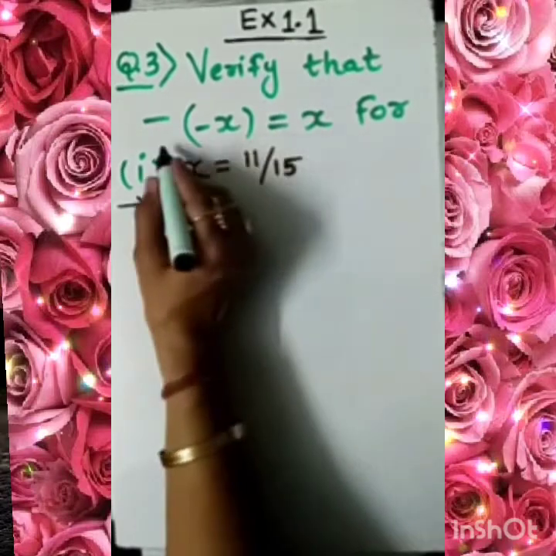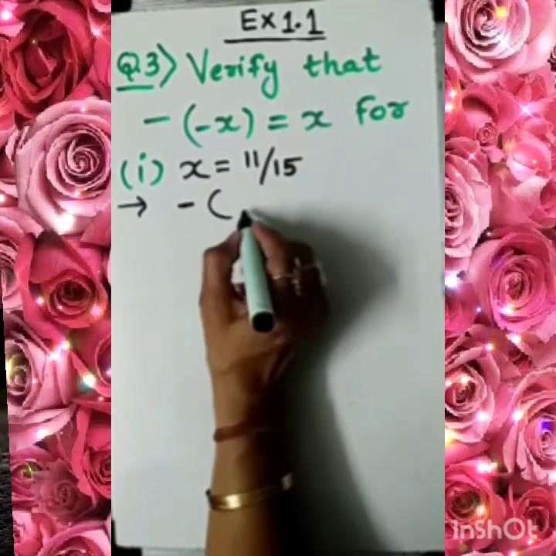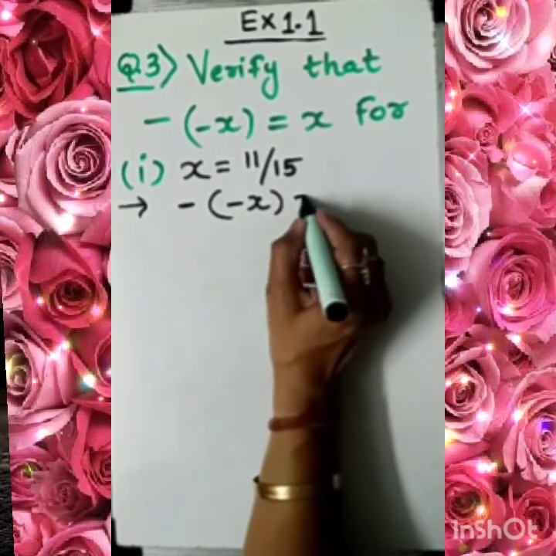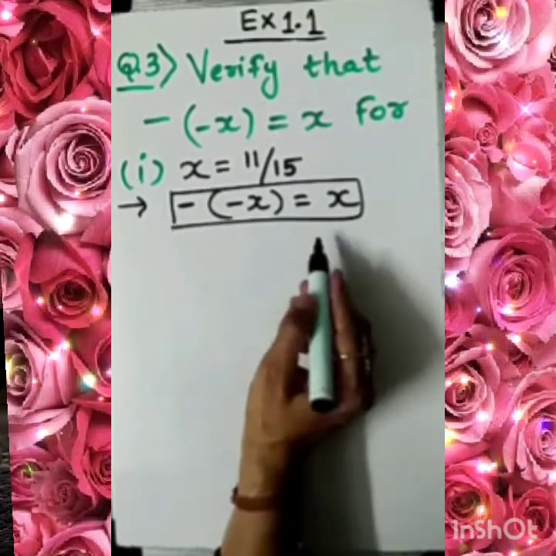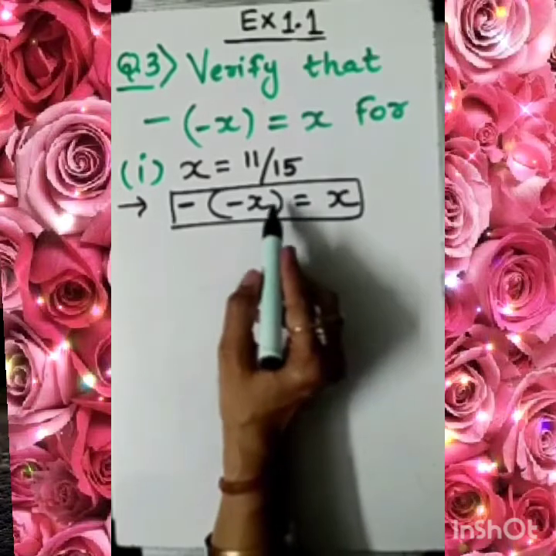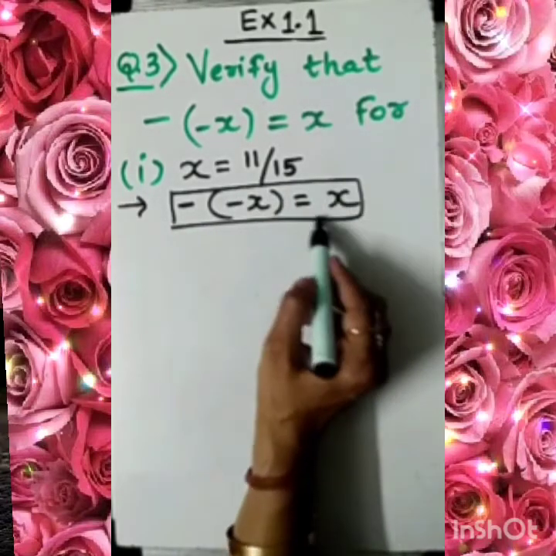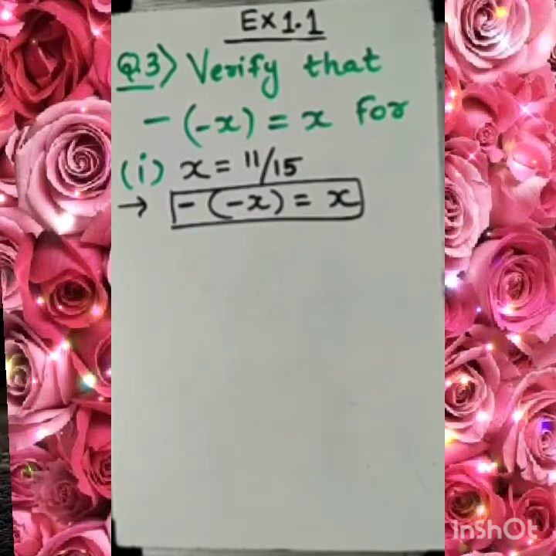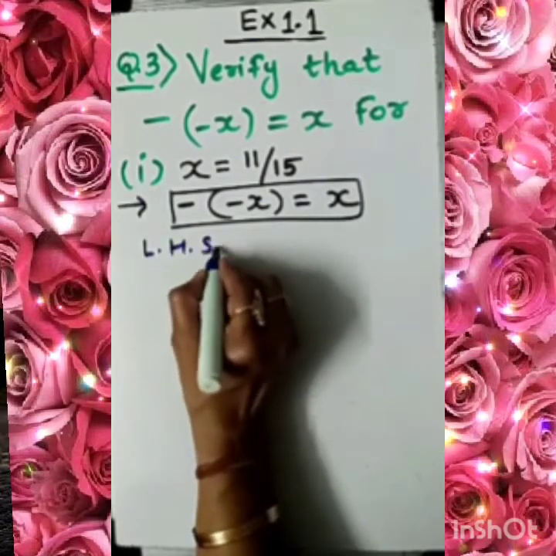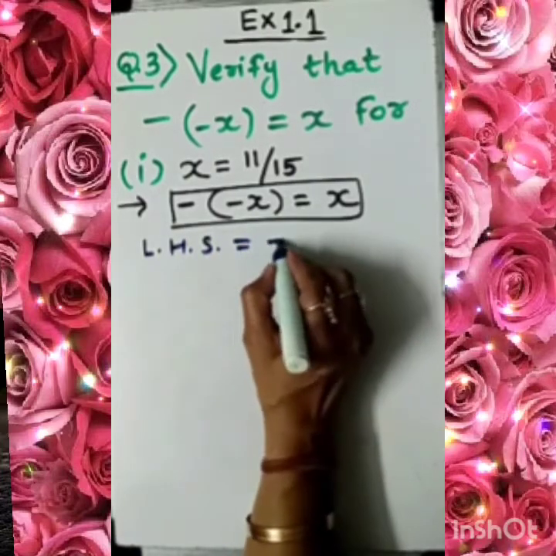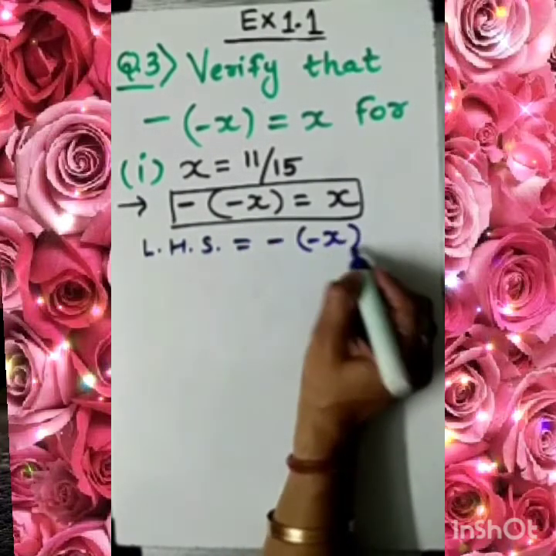What we have to prove? Let me note down: minus of (minus x) equal to x. This we need to prove. So this equation has two parts, LHS and RHS. Let's work out the LHS part first. So here, LHS is what we are given. Let's note it down without making any changes.